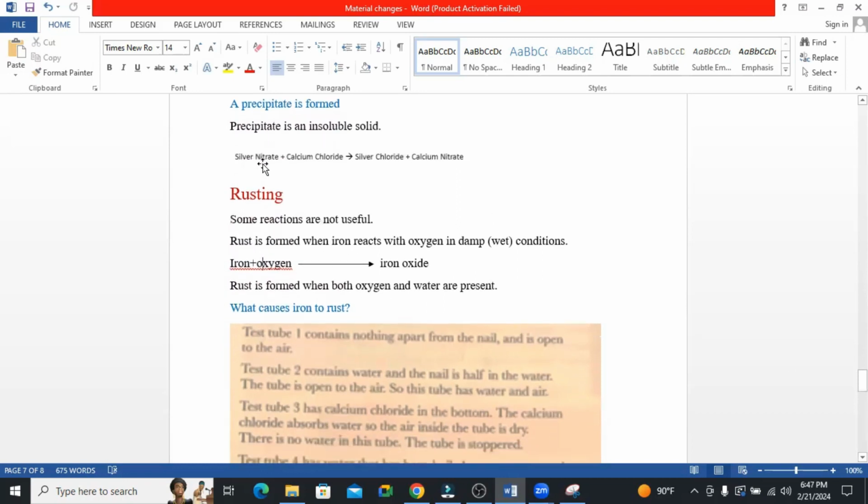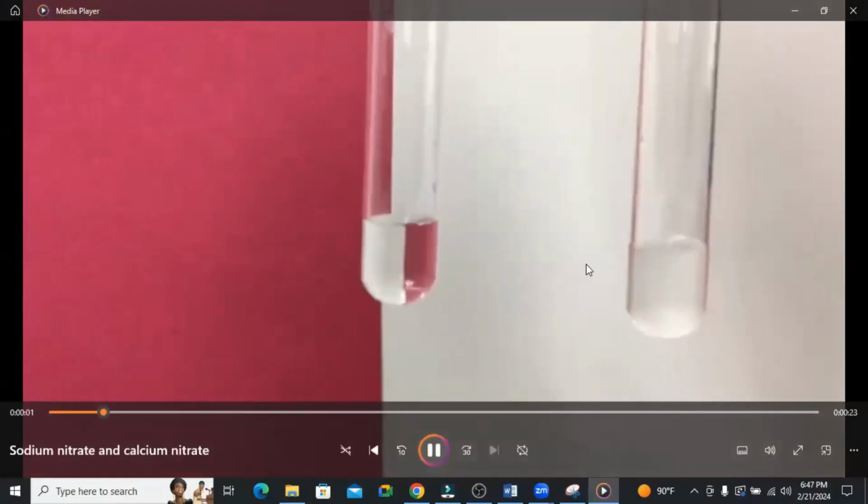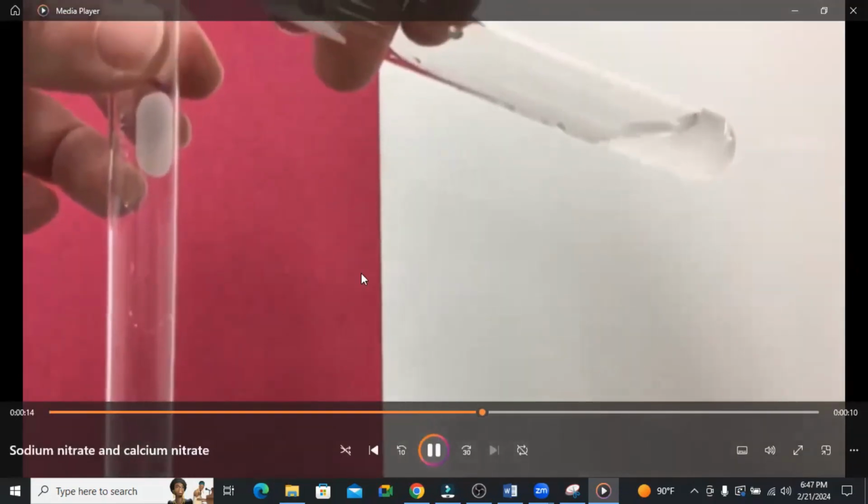The reaction is silver nitrate and calcium chloride. The things produced are silver chloride and calcium nitrate. Here, you can see during this reaction, a precipitate is forming. You can see one solution is somewhat milky and the other one is a colorless solution. Then, when we mix them together, we can see a white color precipitate forming.